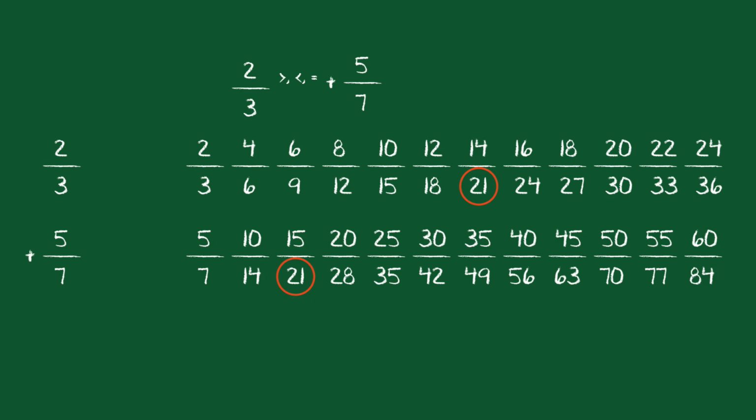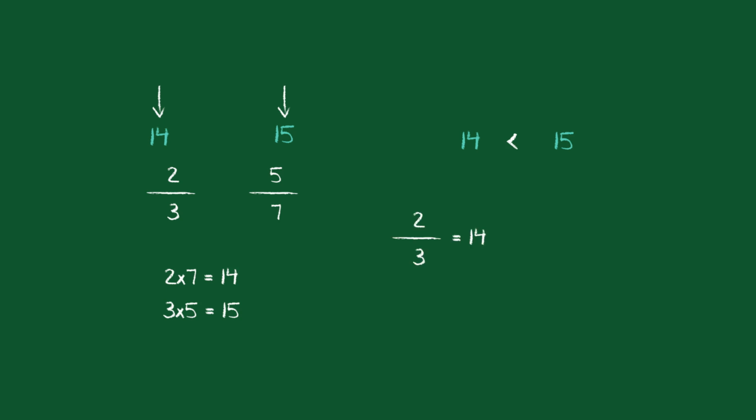So now we simply look at the numerators. When we compare the numerator for the top part of the fraction, 2/3 equals 14. And when we look at the numerator for the bottom fraction, it's 15. Thus, the 2/3 is represented by 14, and the 5/7 is represented by 15. So as we can clearly see, 2/3, 14, is less than 5/7, 15. So 2/3 is less than 5/7. Wow, great job.